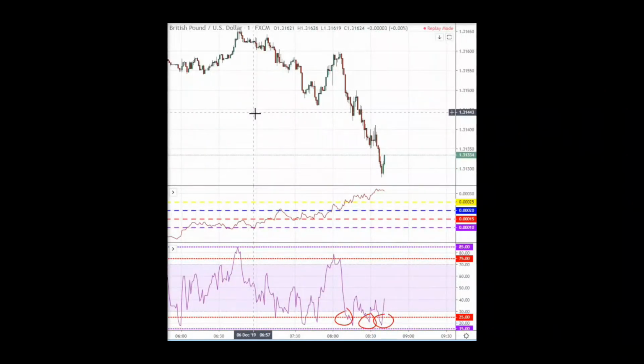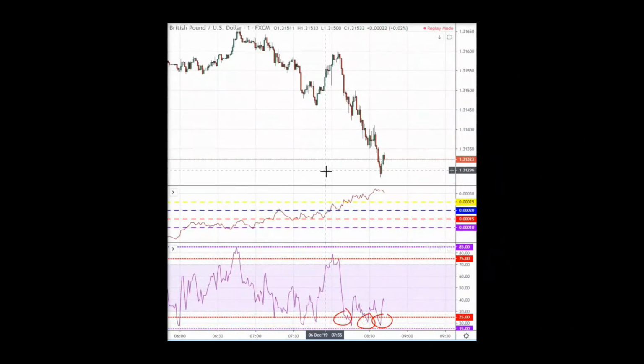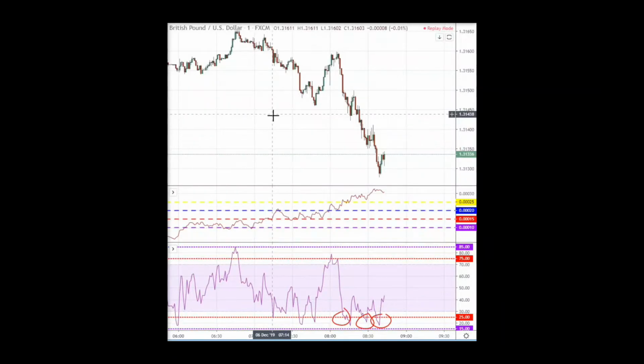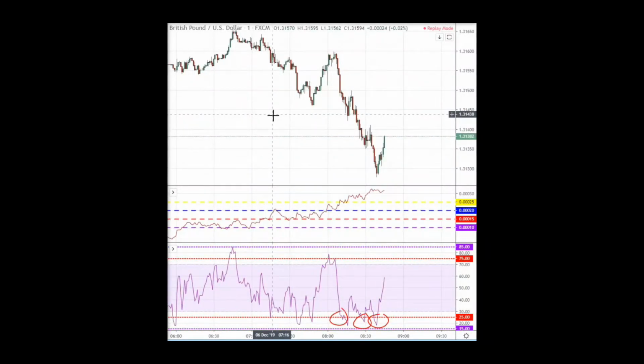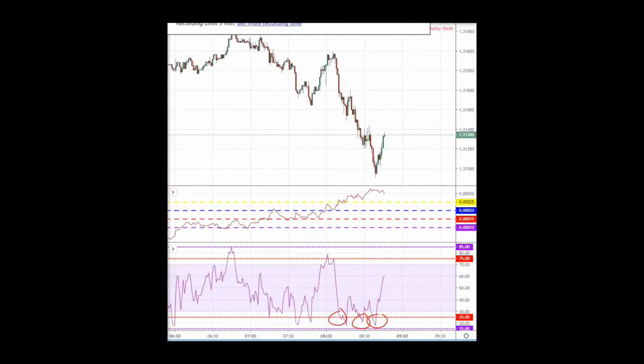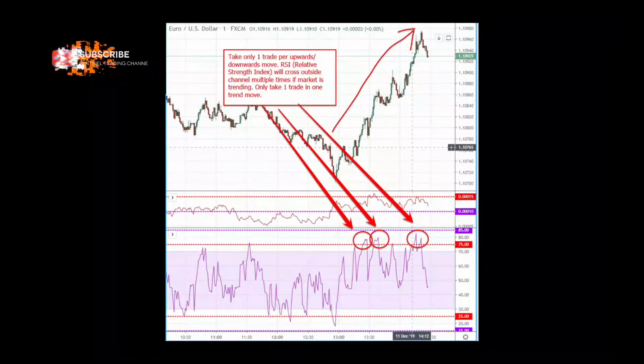Say, for example, if you miss the first RSI outside-channel cross, you can take the second one. However, if you did take the first RSI outside-channel cross, do skip the second and the third, and wait for the RSI to go back all the way up to above 75 before you take the next trade.